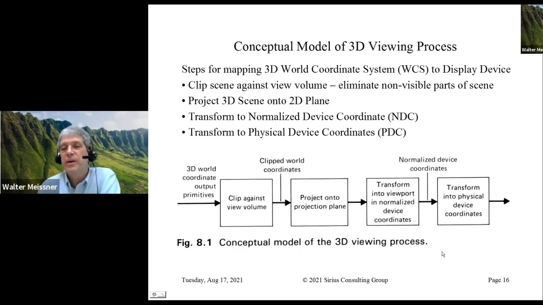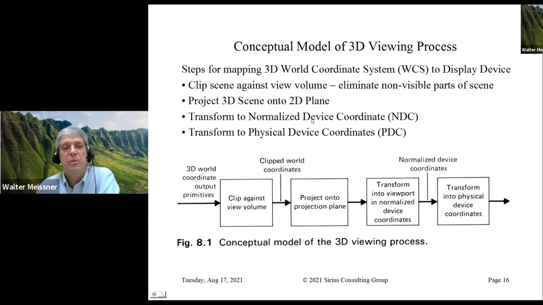Okay, moving on from there. This is a conceptual model of the 3D viewing process. Once we have the 3D world, we want to be able to project it onto a screen. The first thing to do is clip the scene against the view volume, which eliminates non-visible parts of the scene. The second is to project the 3D scene onto a 2D plane. And then the next is to transform it to normalized device coordinates.